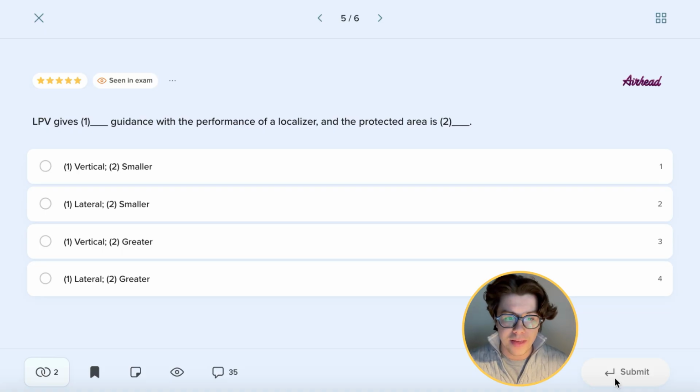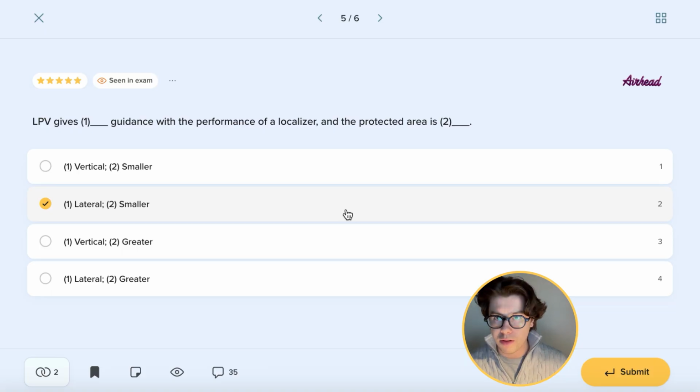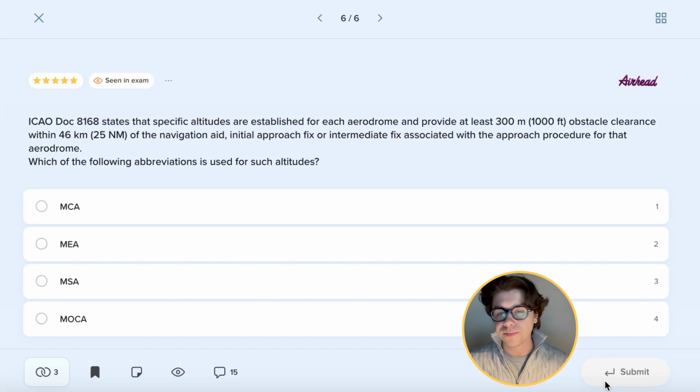Of course, LPV gives you lateral guidance with the performance of a localizer, and the protected area is smaller compared to other types of approaches, except for, of course, ILS, GLS, and MLS, the classic non-precision approaches. Because this approach is very accurate, it needs smaller margins of error.